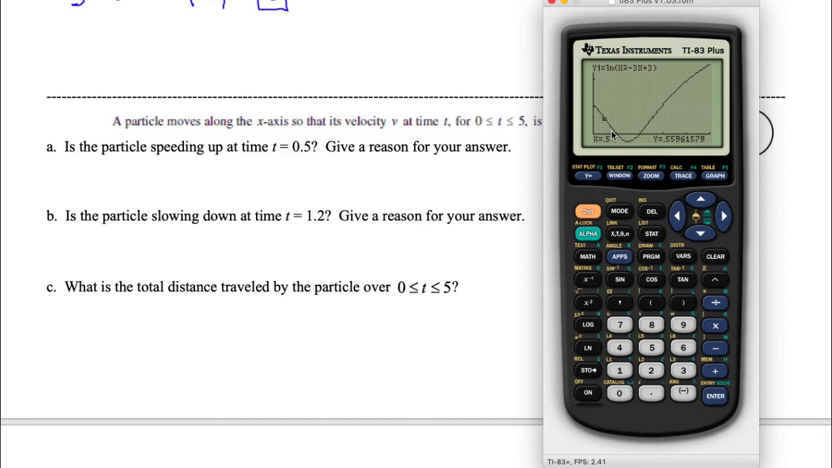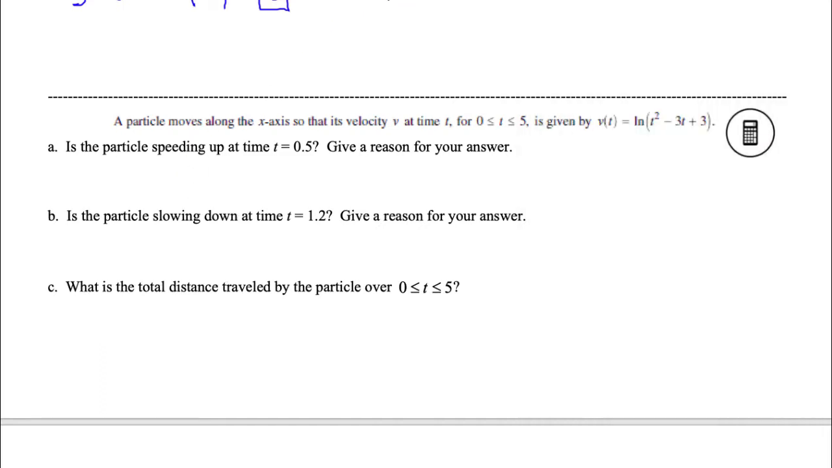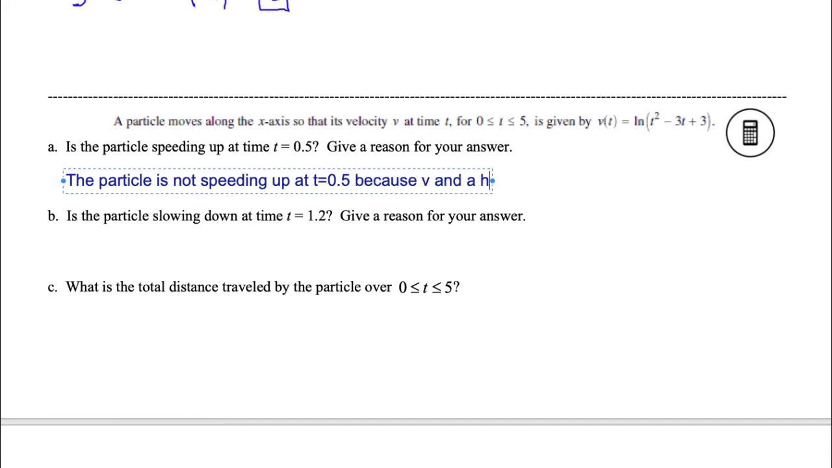So I can see that at 0.5, my slope is negative, my height is positive. Those have the opposite signs, so it is not speeding up. So I come back over here, and I type in the particle is not speeding up at t equal to 0.5. And the reason is because v and a have opposite signs.